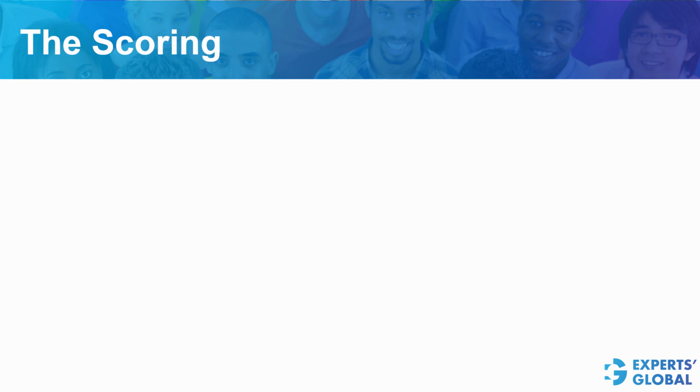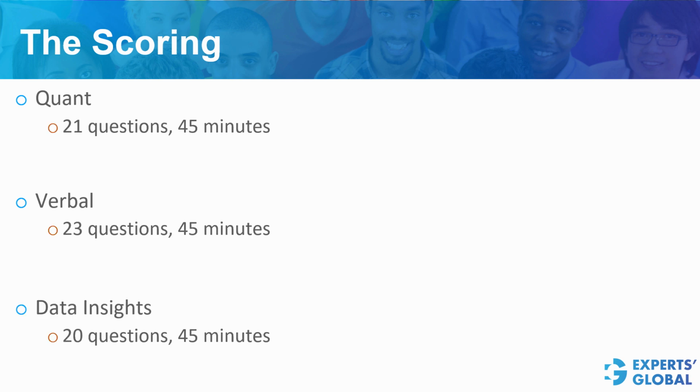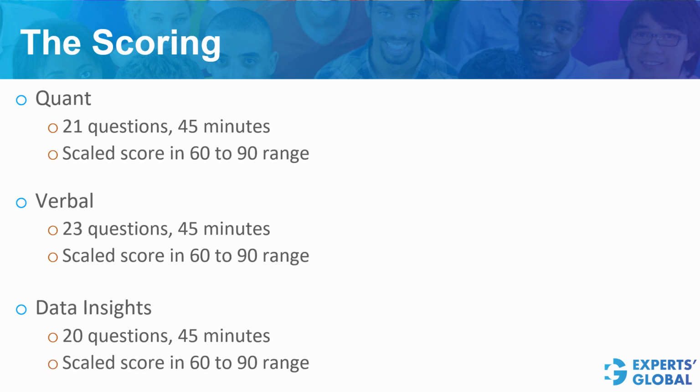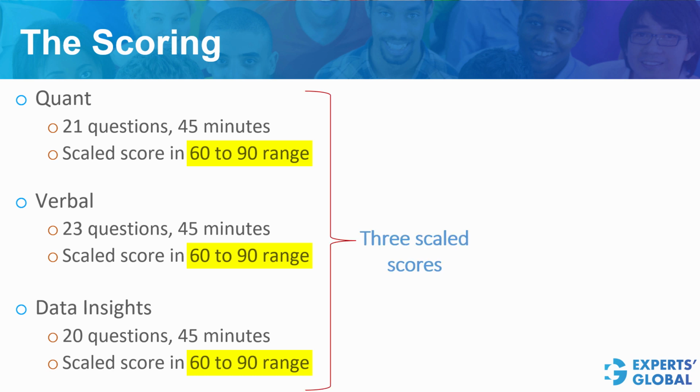As you are aware, there are 3 sections on the GMAT: the quant section, the verbal section, and the data insights section. You get these many questions in these respective sections of 45 minutes each, and in each section, depending on your performance, you get a scale score in the 60 to 90 range. And then, depending on these 3 sectional scale scores, you get an overall score on a scale of 205 to 805.